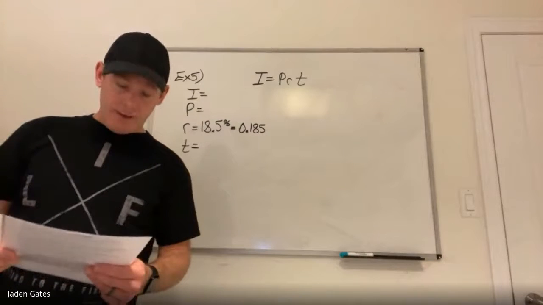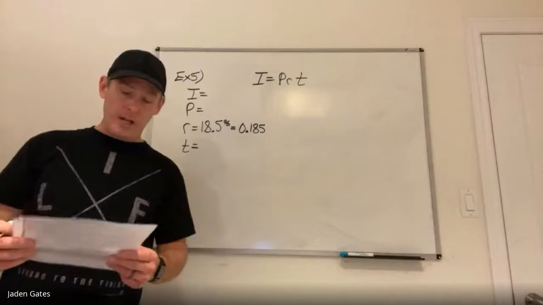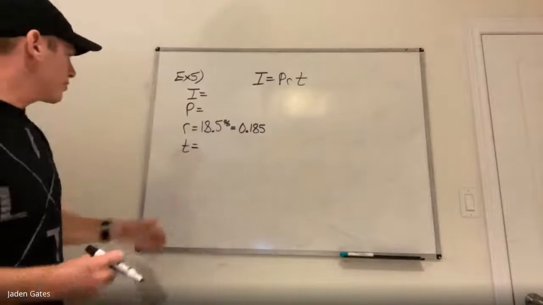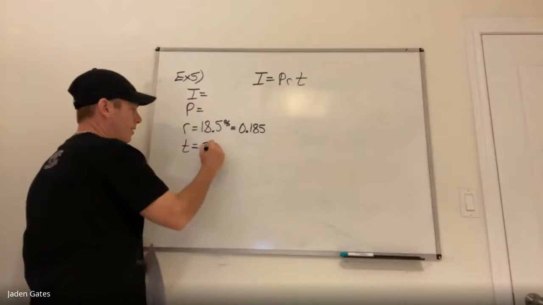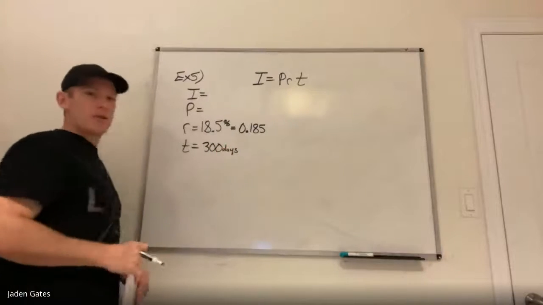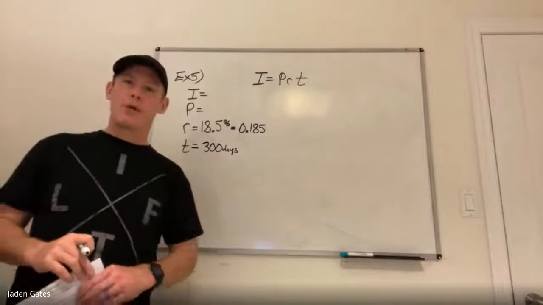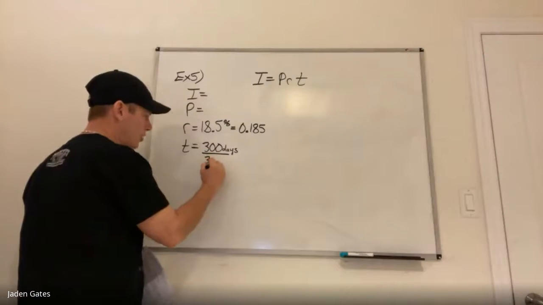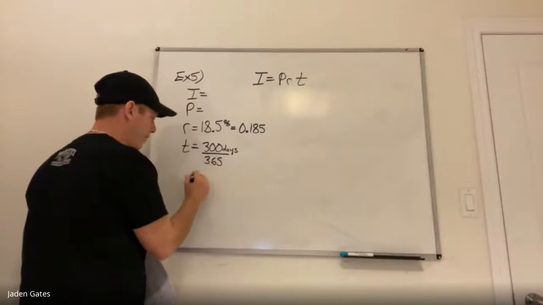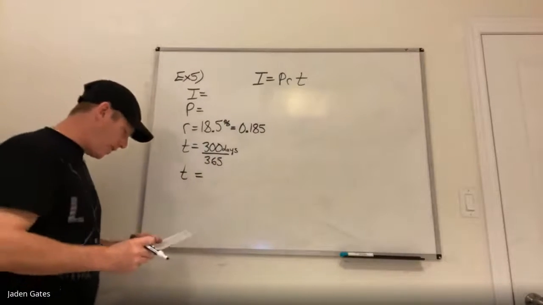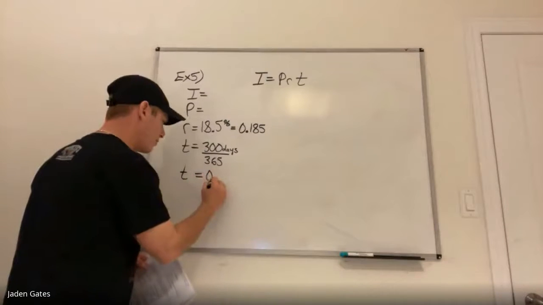He finally paid off all of the money owed on his Visa after 300 days. So there's our time. But again, that is in days. Now, just flip this to years, because your time always has to be in years. I'm going to divide by the number of days in most years, which is 365. And so our time is going to be 0.82 years.